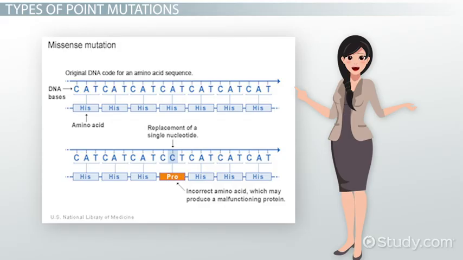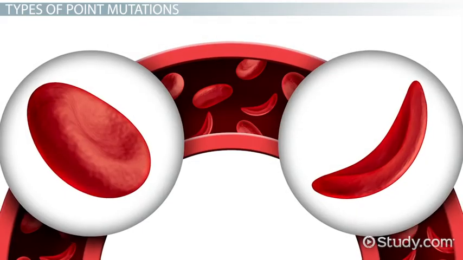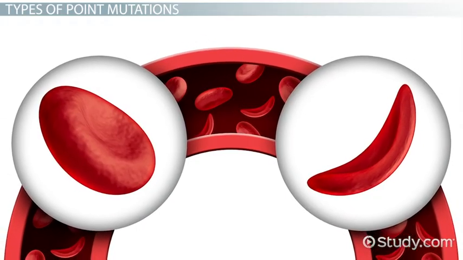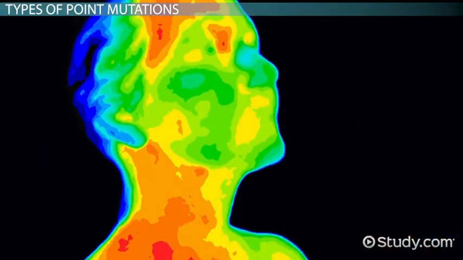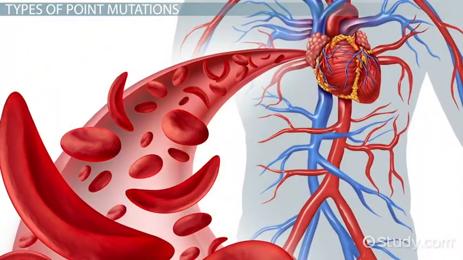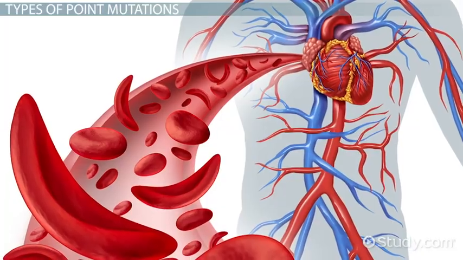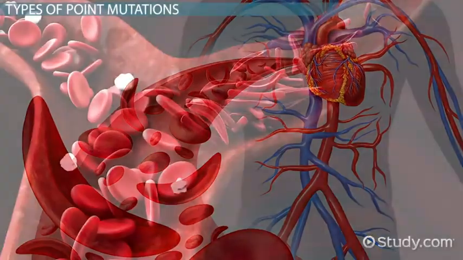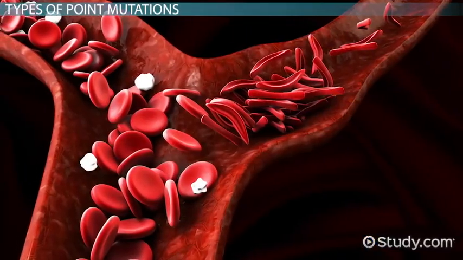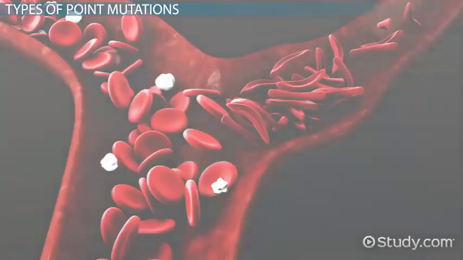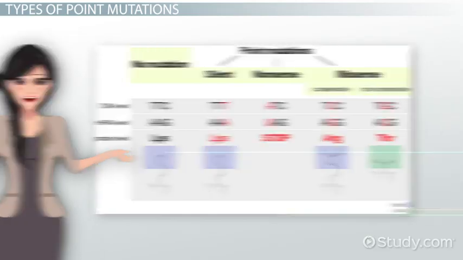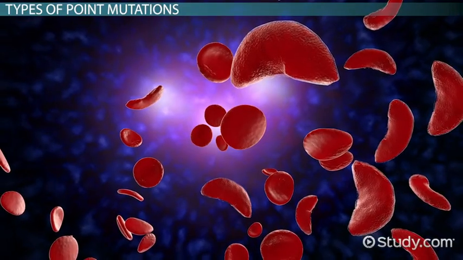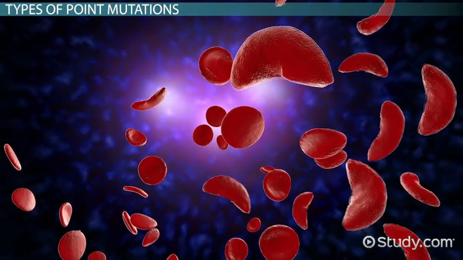For example, sickle cell anemia is a disease where the red blood cells change into a sickle shape, which results in pain, strokes, and infections. In most cases, sickle cell anemia is caused by a missense mutation, where an adenine is replaced by a thymine, and instead of the amino acid glutamic acid, you get the amino acid valine. The change in amino acids results in the sickling of the red blood cells and all of the associated problems that go with this change.